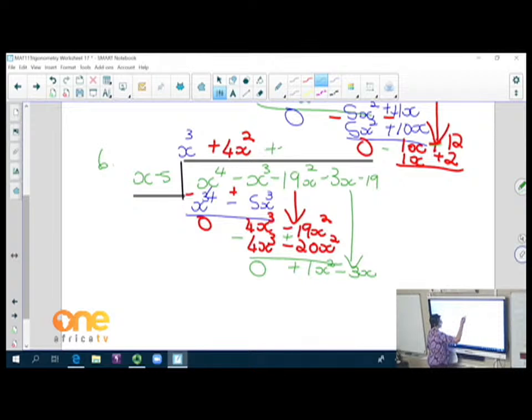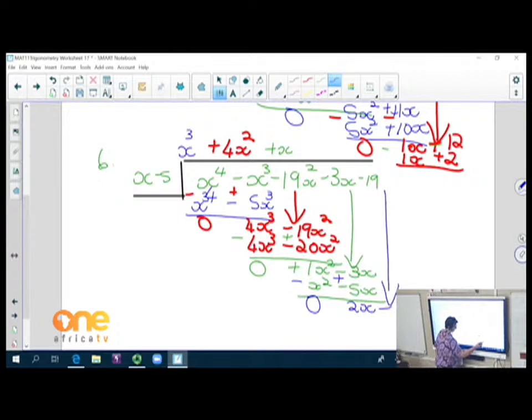Plus x times. Multiply, then you have x squared minus 5x. Subtract, change the second signs. There's an elimination, and this one is then 2x, and I bring down the negative 19. And now it will divide plus 2 times, so you multiply 2x minus 10.